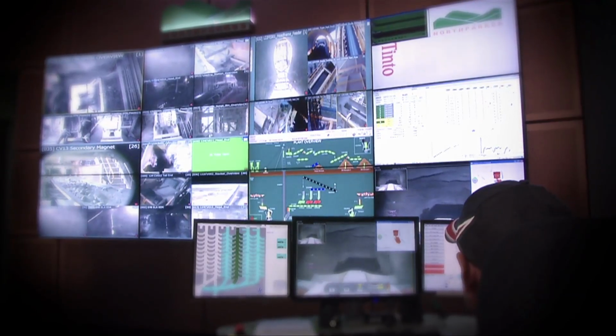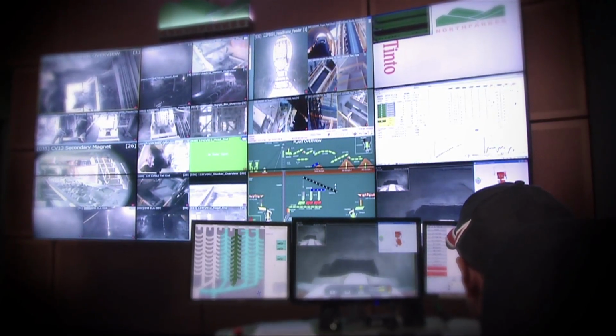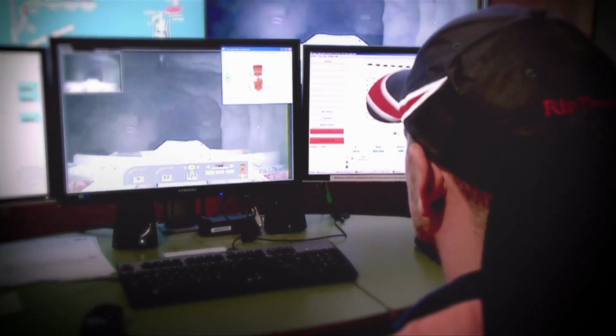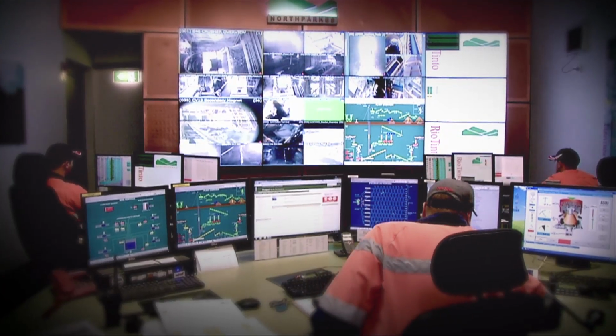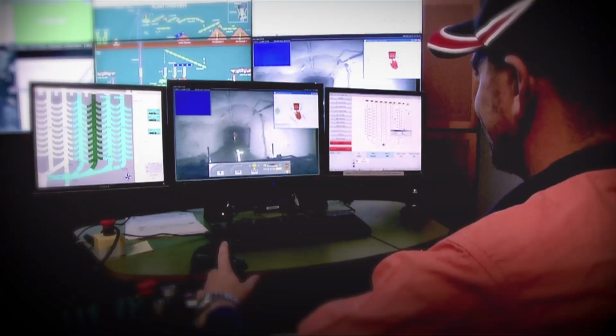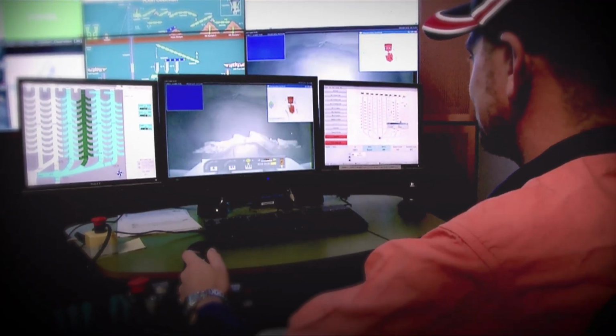One of the innovations at Northparkes is automated loading, which was introduced in 2011. Instead of having miners deep under the ground driving the loaders, they work from the surface, controlling the loaders by remote control, making it safer for the miners.